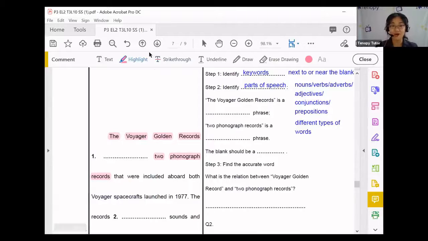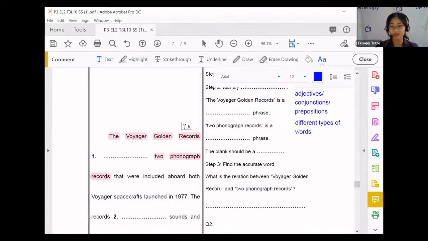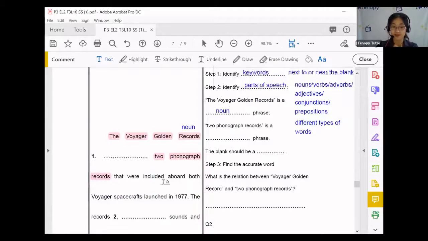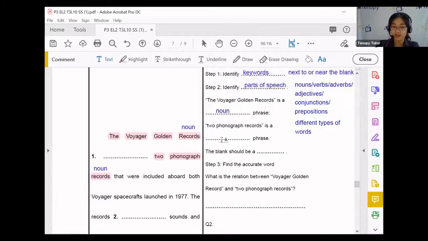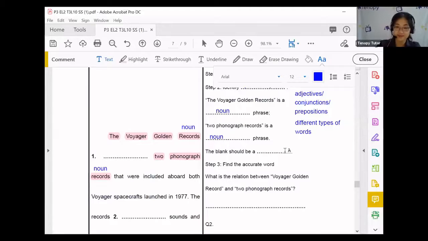Records is a noun, right? It's the name of an object. So this is a noun. The Voyager Golden Records would be a noun phrase. Similarly, in our second key phrase, two phonograph records, there's also records here. This is still a noun, which means this phrase is also a noun phrase.